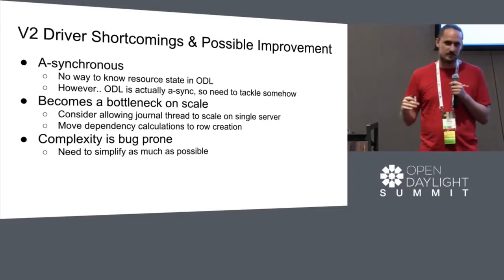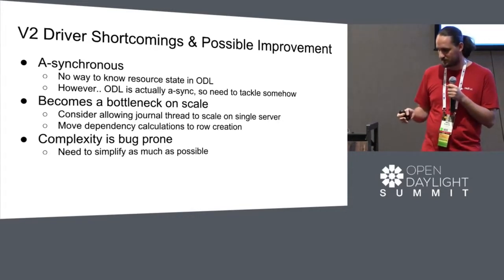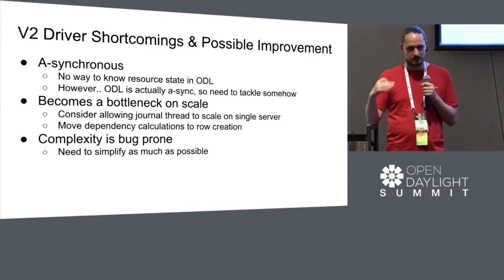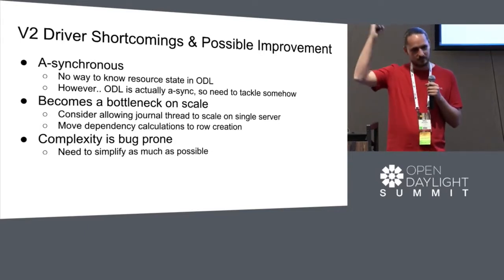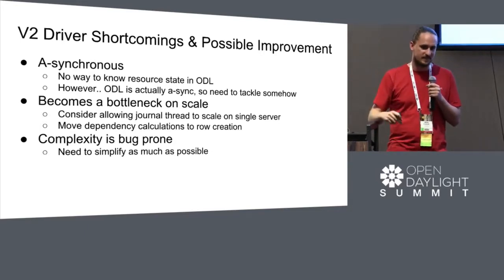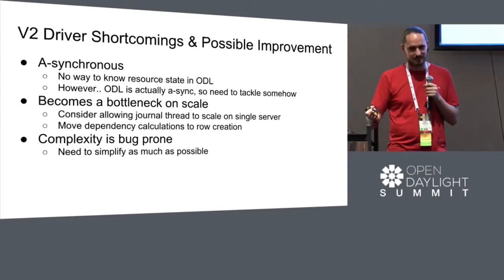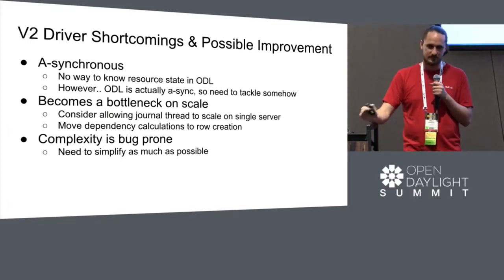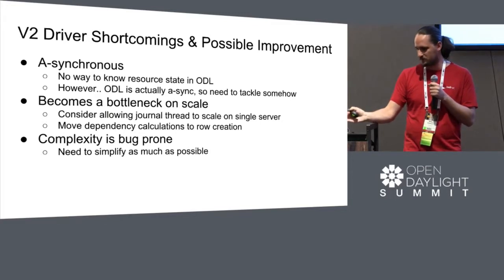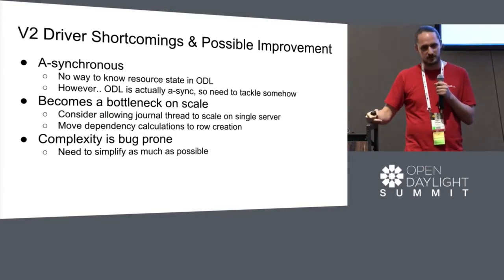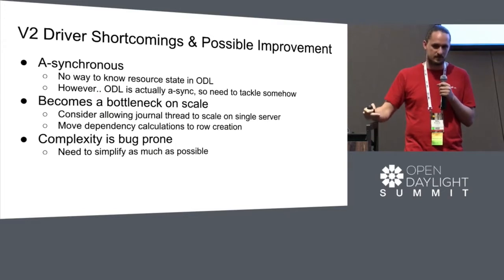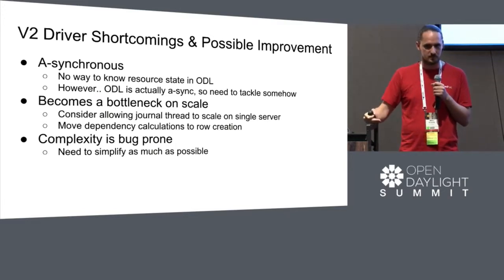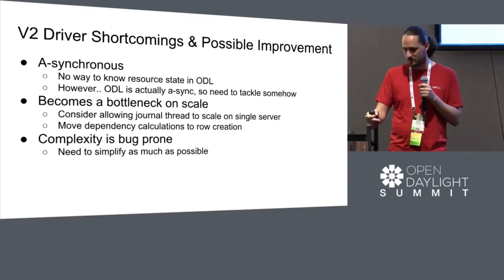Another issue that we hit with the V2 driver is a bit related to the asynchronicity, because it frees up Neutron that fast. It actually has a backlog of operations to perform, and then it becomes a bottleneck if you hit scale, just a big scale of operations. So what we think about is, instead of having one journal thread per Neutron server, having it like API workers in Neutron, so you have as many threads as cores. We need to see if that's possible.